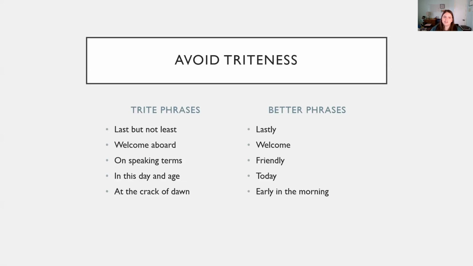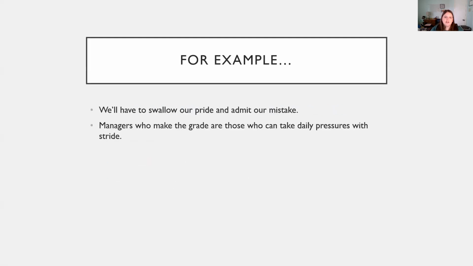So we're taking these phrases that are just kind of loose and not that specific, and we're instead choosing usually a shorter but definitely a more clear phrase to describe what we actually mean versus kind of beating around the bush, which would be a trite statement. So for example, we have to swallow our pride and admit our mistake. So in this, swallow our pride would be a trite statement. So instead, you could just leave that out and say, we'll have to admit our mistake.